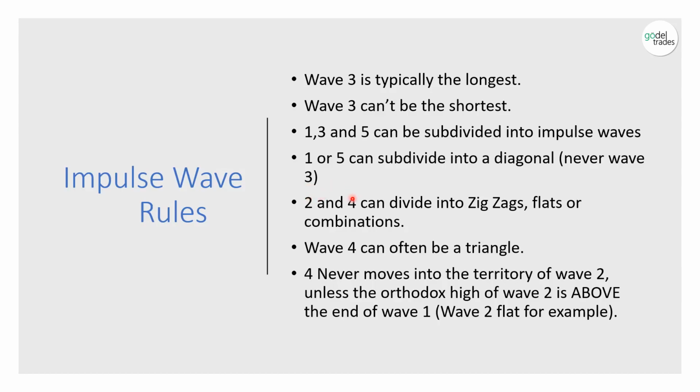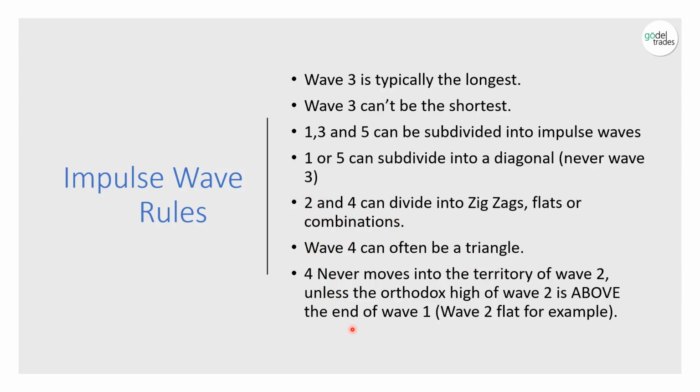Waves 2 and 4, which are your corrections or countertrend moves, can divide into zigzags, flats, or combinations. And your wave 4 is often a triangle, or can often be a triangle. You will never find a triangle in a wave 2 position. So keep that in mind. The fourth wave triangle is pretty much exclusive to a fourth wave. There are other areas where you're going to find triangles, but it's never going to be found in a wave 2.